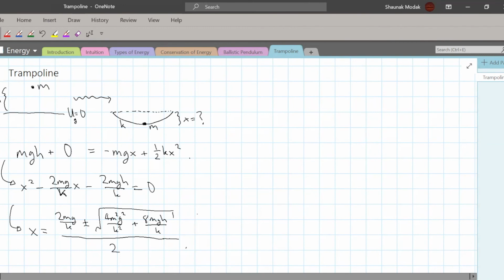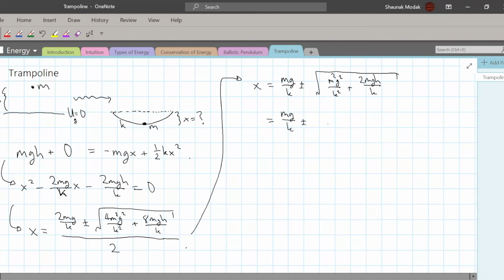But to gain some more insight, we can simplify this and think more about some of the other physics that's happening here. So first, just dividing by 2, we'll get that x is going to be mg over k plus or minus the square root of m squared g squared over k squared plus 2mgh all over k. And additionally, we can look at this inside of the square root and factor out an mg over k from that as well to find x equals mg over k plus or minus mg over k outside the square root times the square root of 1 plus 2kh over mg. All right, so at this point, we can see that the inside of the square root is going to be greater than 1, so its value is going to be greater than 1. And we want x to be positive, so we're only going to take the positive root of this situation.